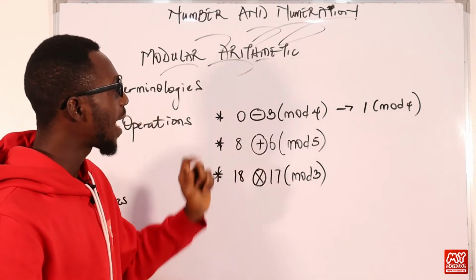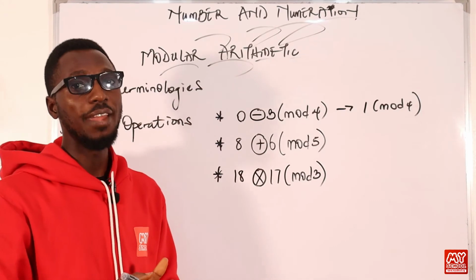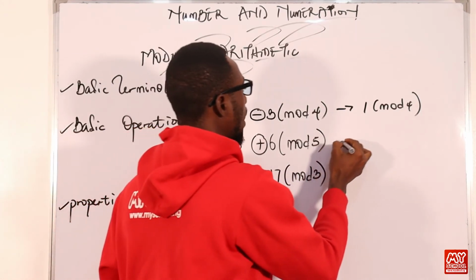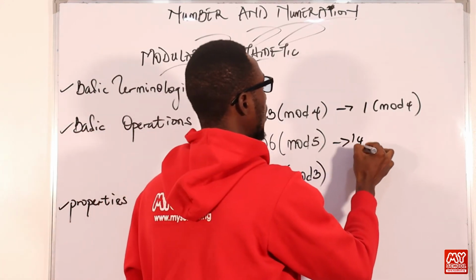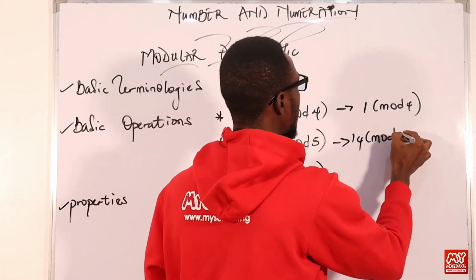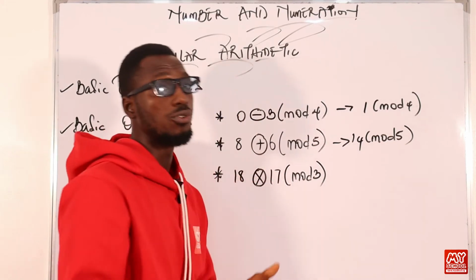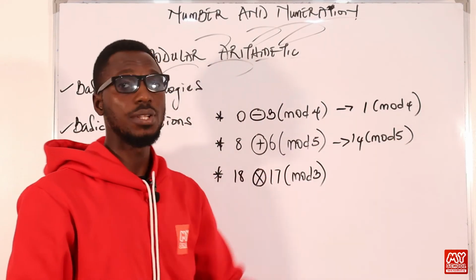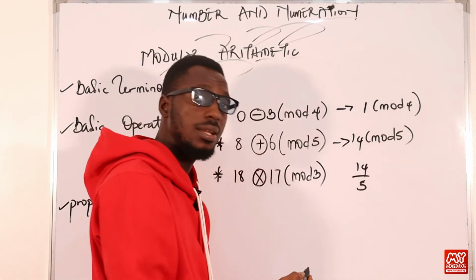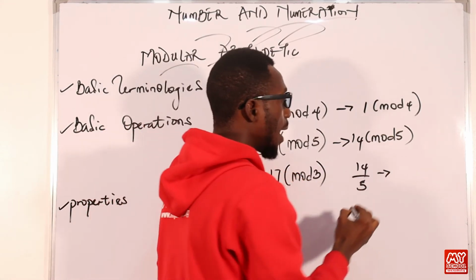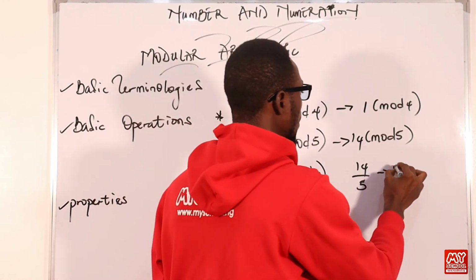Okay, so let's see this, 8 plus 6 in modulo 5. Let's add up. We know that 8 plus 6 is 14. But we know that 14 cannot be expressed in modulo 5, so we have to break 14 down. So 14 divided by 5, or how many times can 5 go in 14? That is 2 times, right?